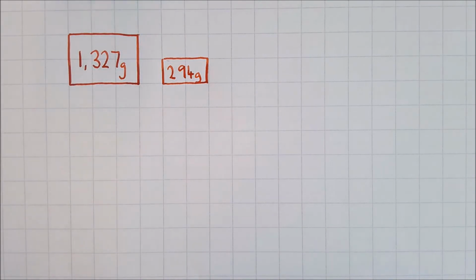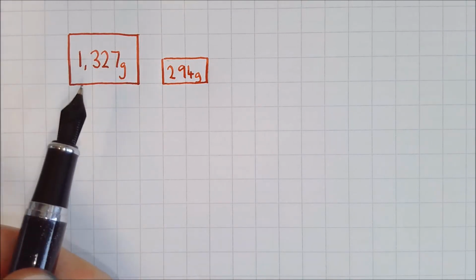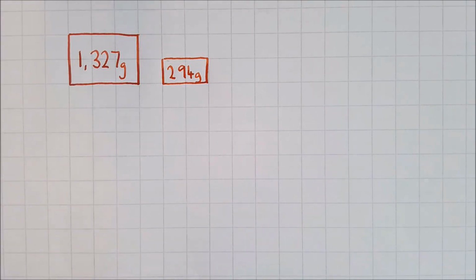However, in Key Stage 2, we often have to deal with much larger numbers than the ones seen in the context before. Here we have 2 parcels. One has a mass of 1,327 grams. The other, smaller parcel, has a mass of 294 grams. If I wanted to find the total mass, what equation should I write?